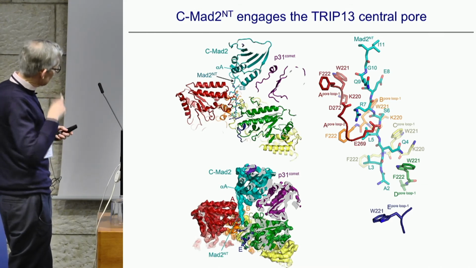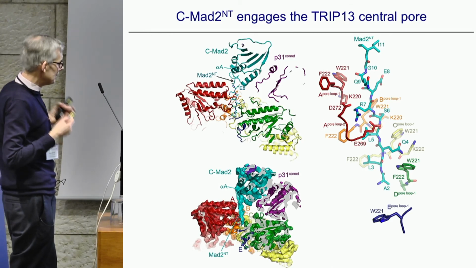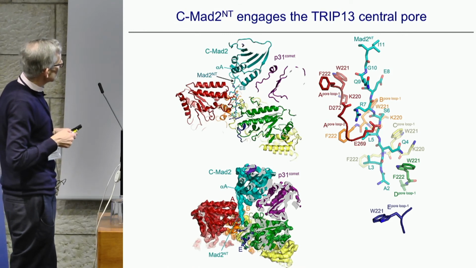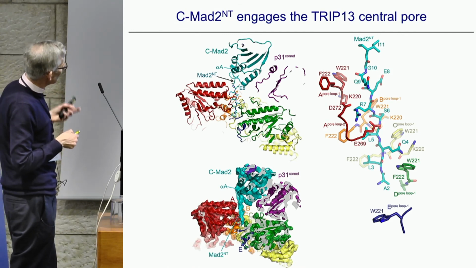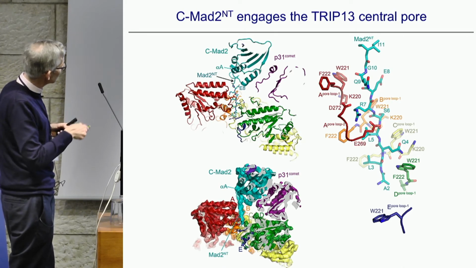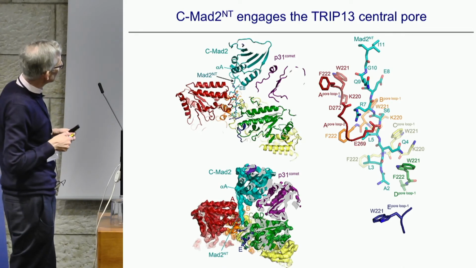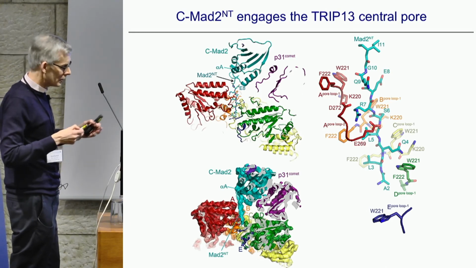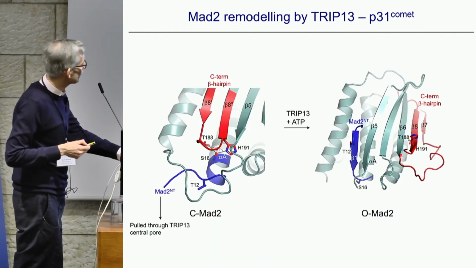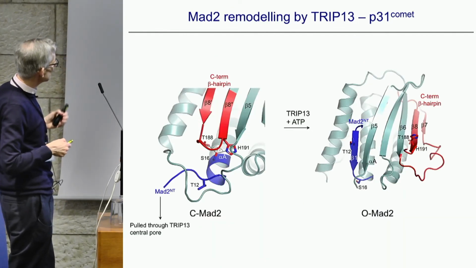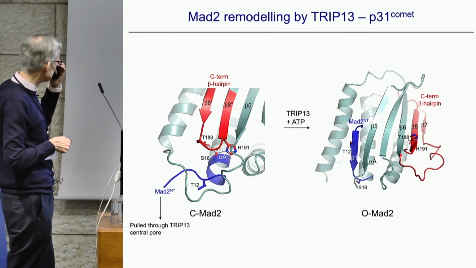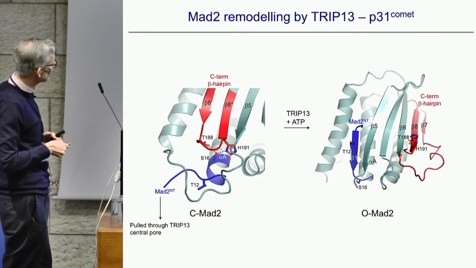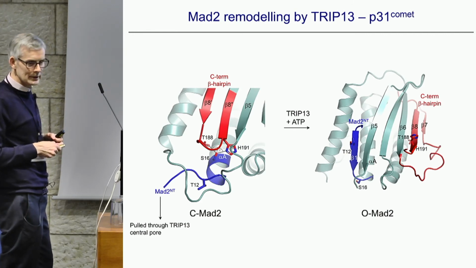So the process by which ATP hydrolysis by TRIP13 remodels MAD2 is actually a very simple mechanism. The model is that ATP hydrolysis by TRIP13 pulls the N-terminus of MAD2 through the pore. And because the N-terminus of MAD2 is connected to the first turn of the alpha helix, this would locally reconfigure the structure of the helix and also the beta sheet. So the idea is that by pulling on the N-terminus of MAD2, by putting it through the core of the TRIP13 AAA+ ATPase, this would unwind the first turn of the alpha helix.